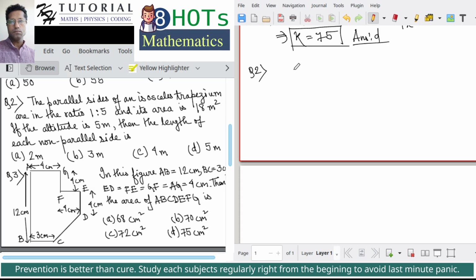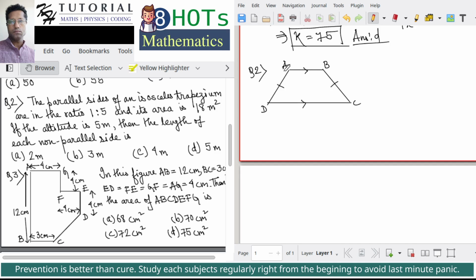So let's quickly draw an isosceles trapezium roughly. An isosceles trapezium will look like this. So these are the parallel sides. Let's say the trapezium is ABCD, where AB is parallel to CD and AD and BC are the non-parallel equal sides. Okay.